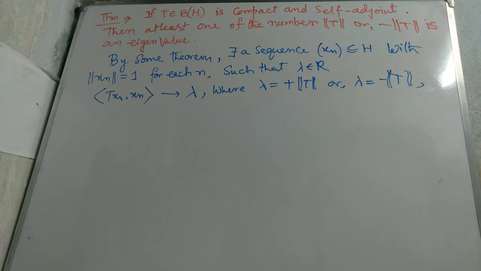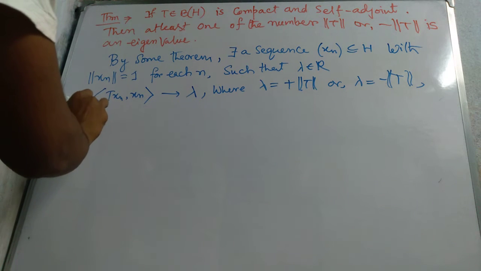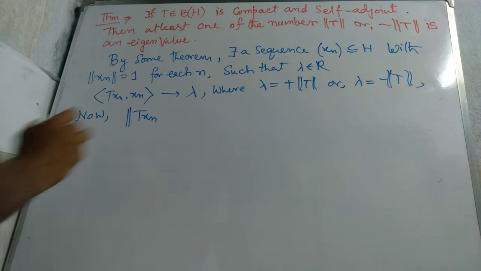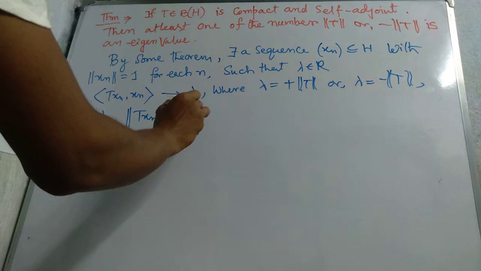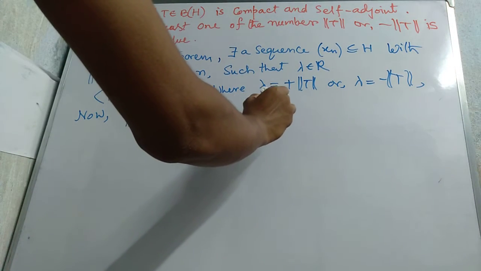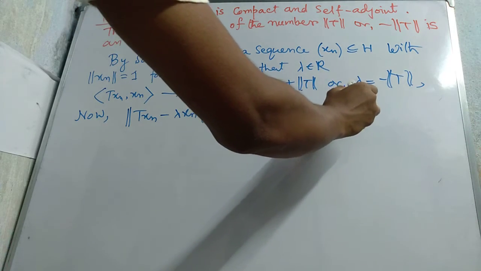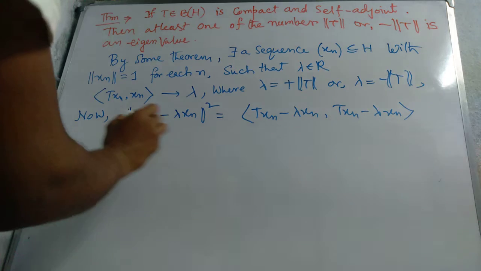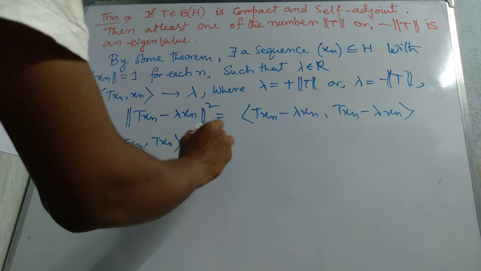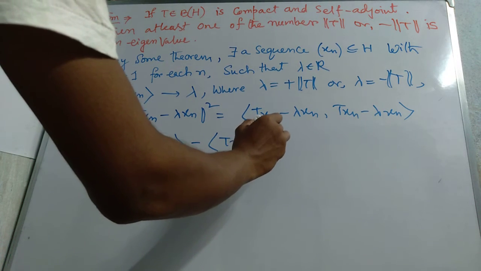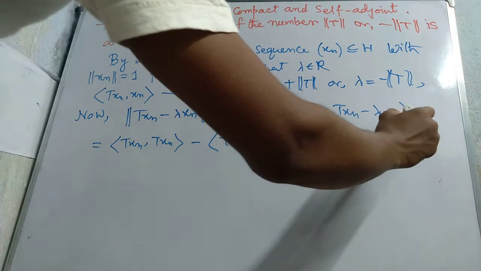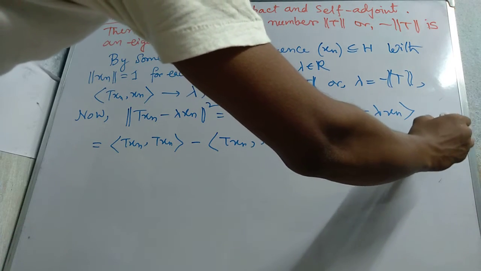Now we write what happened here. The norm of Txn minus lambda xn, squared, equals the inner product of Txn minus lambda xn, Txn minus lambda xn. This implies the inner product of Txn, Txn, minus the inner product of Txn, lambda xn, minus the inner product of lambda xn, Txn, plus lambda conjugate lambda inner product of xn, xn.